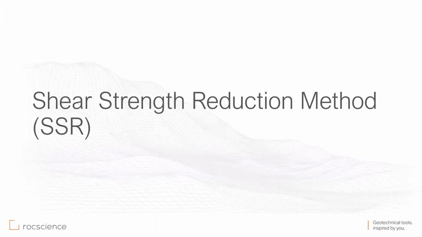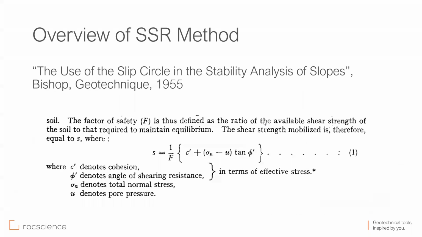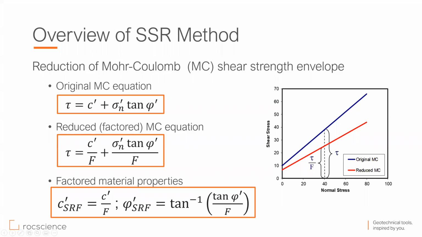For slope stability analysis using finite element, we use a method called the shear strength reduction method to compare the results with the limit equilibrium analysis. This is from Bishop. This is the formula that I told you to remember. Actually, this formula is the basic concept of the shear strength reduction method. So if you look at this equation, this is the one that I showed you before.